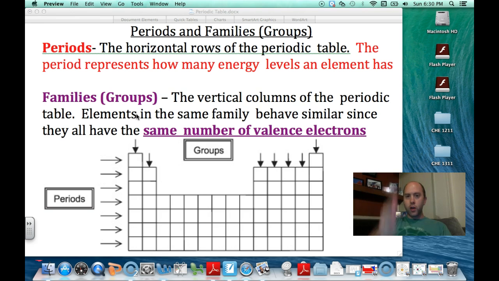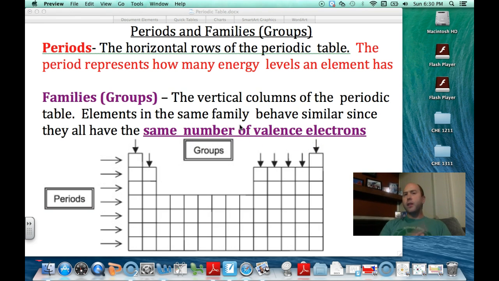Families are the vertical columns. Basically, a family, sometimes they're called groups. Elements that are in the same family behave the same because they have similar chemical characteristics, and there's a reason why. The reason why they behave the same is because they have the same number of valence electrons.